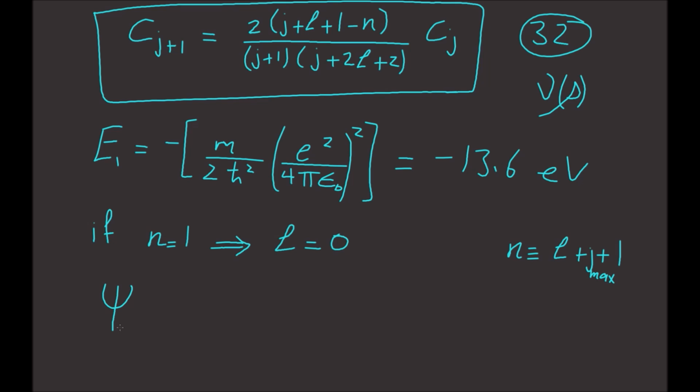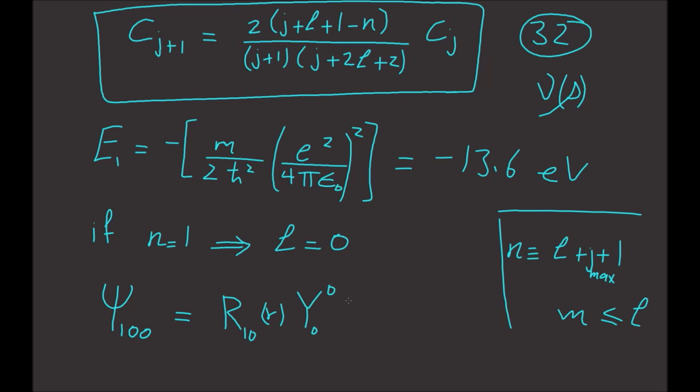Alright, with this in mind, this gives us the first quantum state when n equals 1 and L equals 0, and m must equal 0, because if you remember, we defined m must be less than or equal to L. If L is 0, m must be equal to 0. So now we have the first quantum state for the hydrogen atom. It's made out of two functions, R of 1 and 0 of r times Y of 0 and 0 of theta and phi.